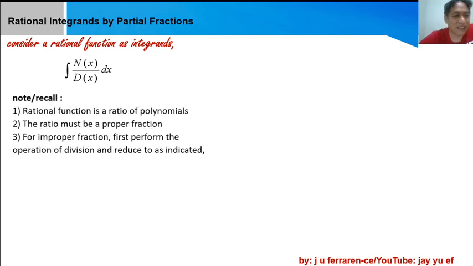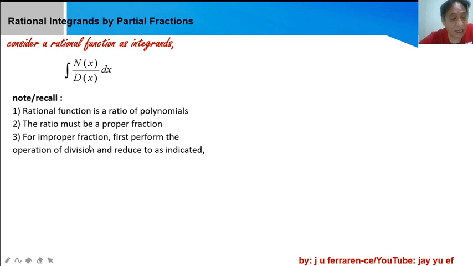We can consider the fraction a rational function if we have a ratio of polynomials. This is a polynomial numerator, and we also have a polynomial divisor. The ratio must be a proper fraction. That means our numerator has a degree which is less than that of the denominator.